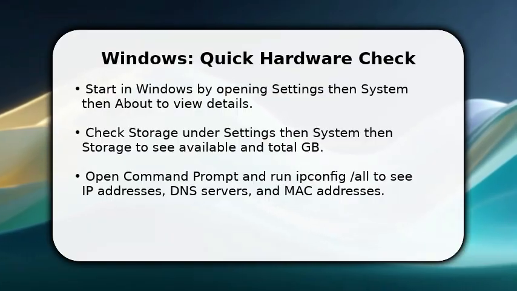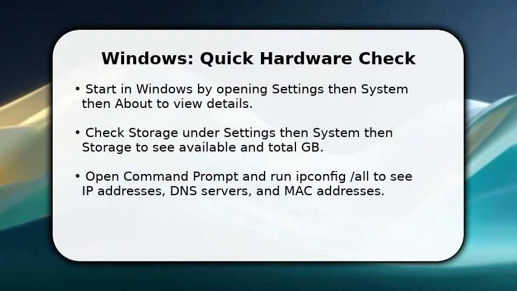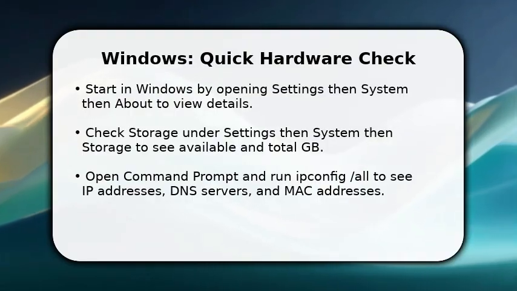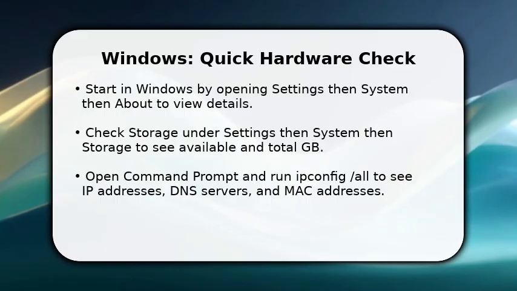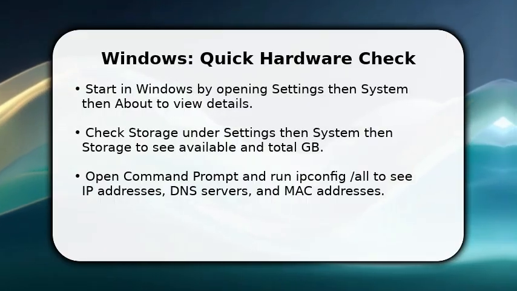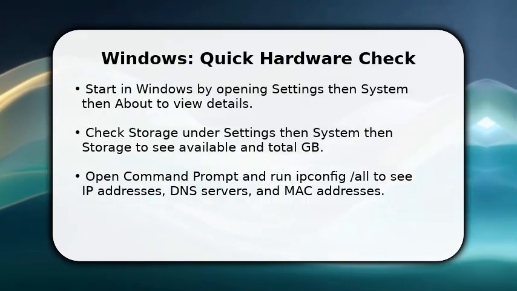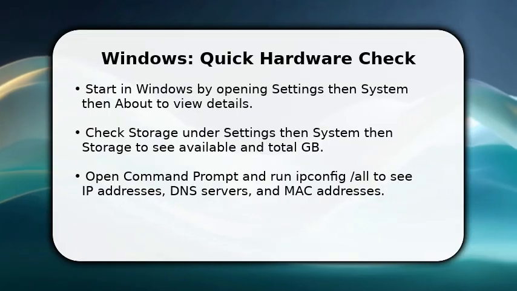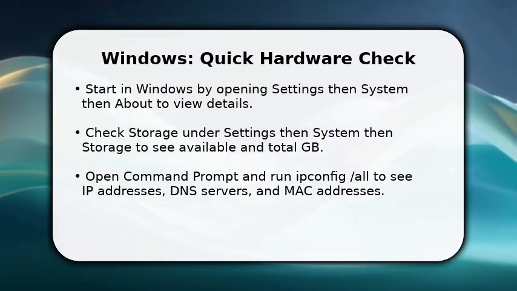Start in Windows by opening Settings, then System, then About to view details. You will see device name, processor details, installed RAM in gigabytes, and device ID. Check Storage under Settings, then System, then Storage to see available and total GB.